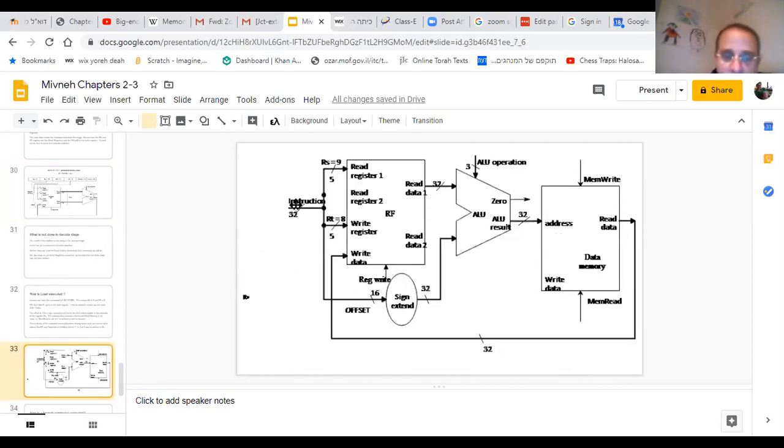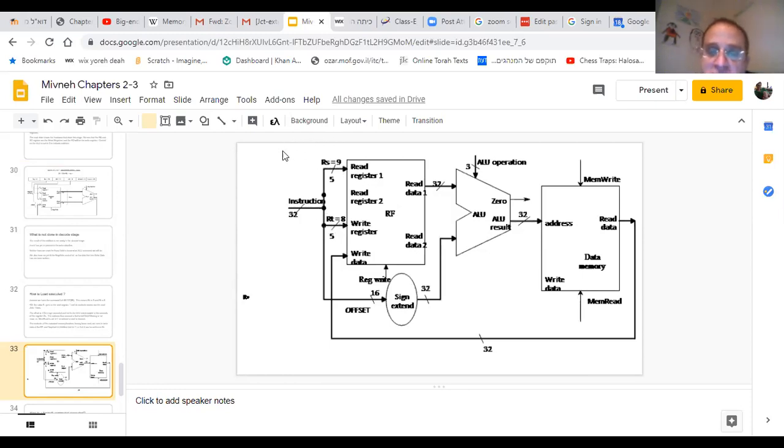So here's the instruction. Here's those 32 bits. And what we're writing over here is that this is 32 bits coming in here. And 5 of them branch off to over here. 5 of them branch off to over here. 5 of them branch off to over here. 5 of them branch off over here.